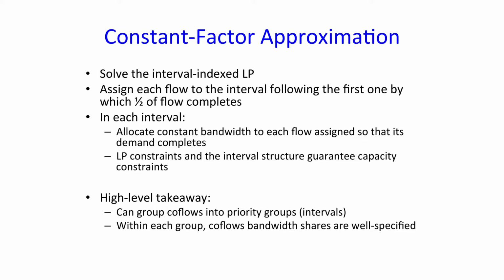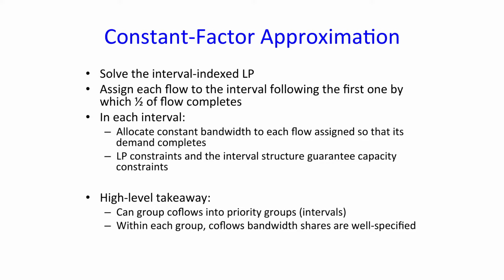Since these intervals are in increasing geometric order, we can argue with a little bit of work that whatever we did before can actually be done in the next interval completely without violating the capacity constraints. The LP constraints and the interval structure guarantee that all the capacity constraints are maintained. The constant bandwidth that we assign to each flow is exactly how much bandwidth we need to assign to complete it within the interval. So the high-level takeaway is that what we are effectively doing is grouping coflows into priority groups and putting them in these buckets.